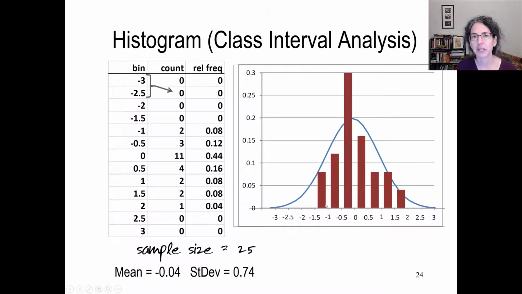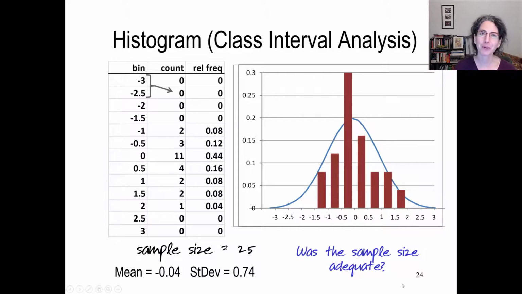Right here I have a histogram and then a computation of the mean and the standard deviation of my sample. Mean is minus 0.04, standard deviation is 0.74. I was looking for a mean of 0 and a standard deviation of 1. And if we look at the histogram, we would probably agree that that histogram is not at all a good replacement for that probability distribution, right? So I would say the sample size here is not adequate and we need a much bigger one.